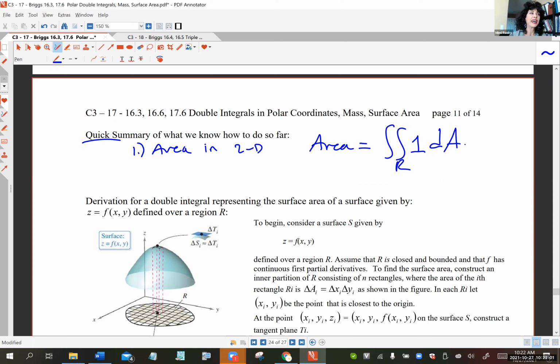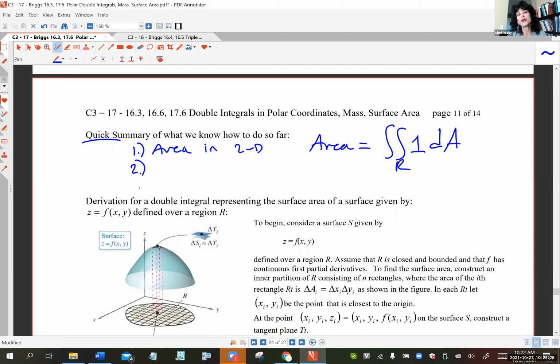Now I've had students ask me, do they ever flip the dr and the d theta? Because we had to do a lot of switching the order of integration, you know, from dy dx to dx dy. No, I'm not going to ask you to do any switching order for polar coordinates, okay? And traditionally, we leave the d theta as the outermost integral. So it's rare that you'll see d theta dr. Usually we do dr d theta. So stick to that.